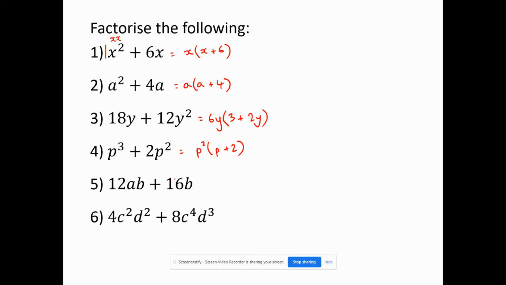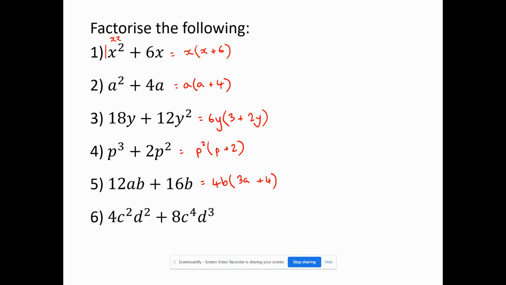This one here, we've got 12 and 16 as our numbers. Highest common factor, or the largest times table they're both in, is the 4 times table. And b is the common factor. And so 4b times 3a will give us 12ab. 4b times 4 will give us 16b.